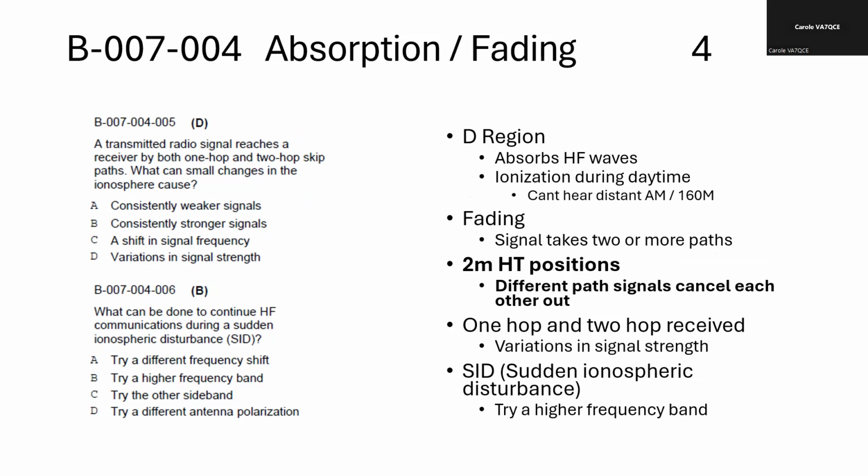What can be done to continue HF communications during a sudden ionospheric disturbance, SID? B, try a higher frequency band. Why not lower? You could try a lower one too. In this case, higher may eliminate some of the ionospheric effects, may change the skip distance, and it may work slightly better. But if you go too high in frequency, it doesn't work either.